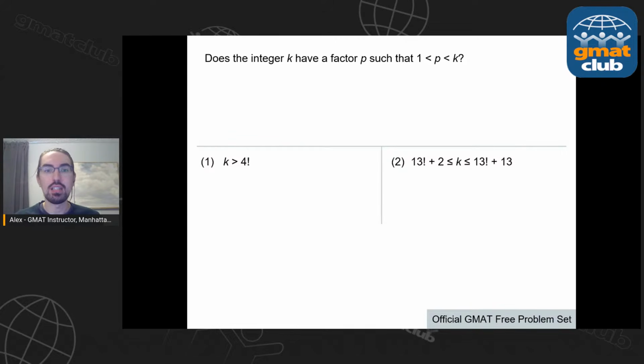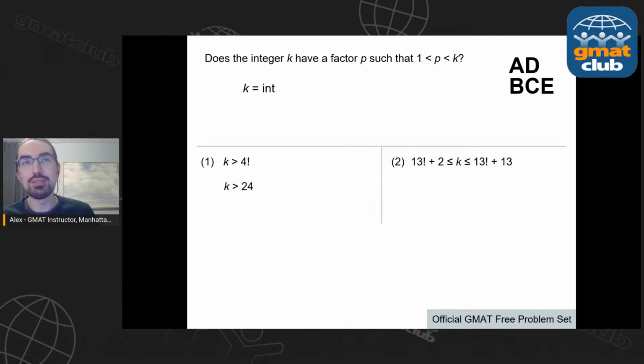Right? This question is kind of weird. Does the integer k have a factor p such that 1 is less than p is less than k? There's a way to rephrase this. If you don't have that way, then what do we know? We know that k is an integer, and we've got one relatively easy statement and one very complex statement. 4 factorial, that one we can kind of figure out, right? We know that k is greater than 24.